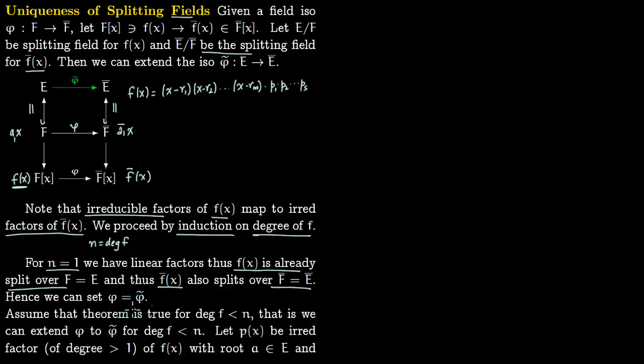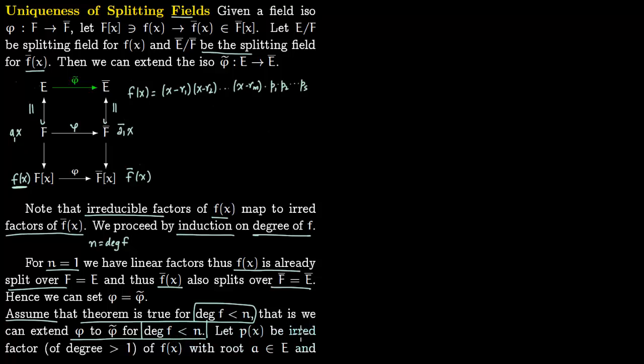Now we use the inductive hypothesis. So you assume that the theorem is true for degree of f less than n. So what does the theorem being true mean? That is, we can extend this varphi to this varphi tilde if degree of f is less than n, and then we will come somehow to degree of f equal to n.